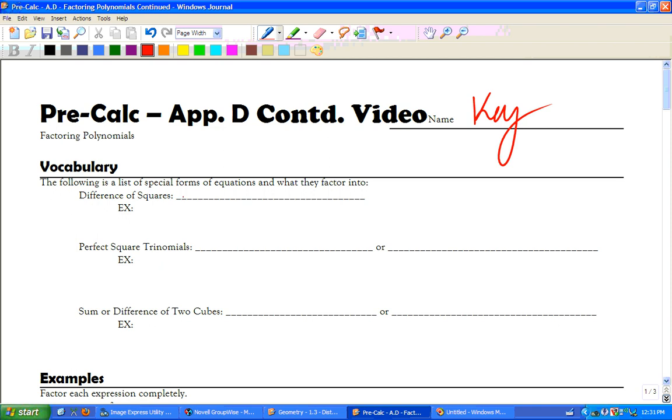The first is called difference of squares. The general formula is a squared minus b squared. I know it's really not surprising, but you're squaring two different things, you're subtracting. Subtraction means difference. It's a difference of squares. A squared minus b squared always factors into a plus b times a minus b.